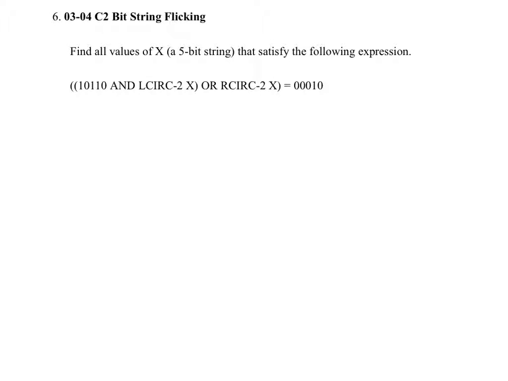In this problem, we're asked to solve for x in this expression, which equals 0, 0, 1, 0. I'm going to start by doing the LCirc2 of x, which we are going to replace with a, b, c, d, e to stand for x so that we can solve for the individual bits. So we're going to do the LCirc, we're moving to the left. The a goes to this side and the b goes to this side.